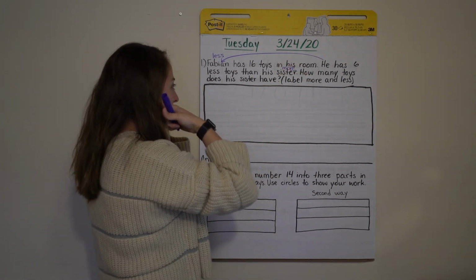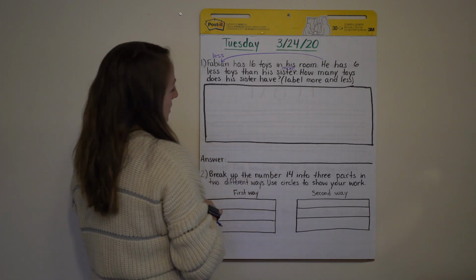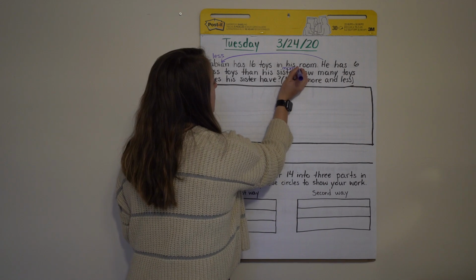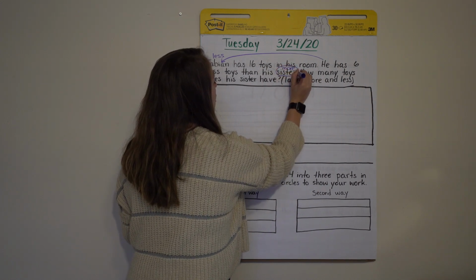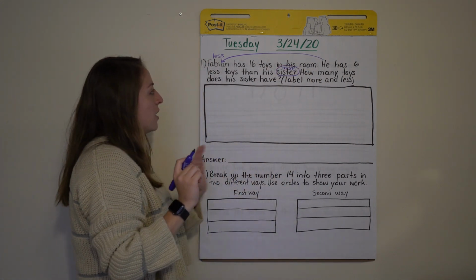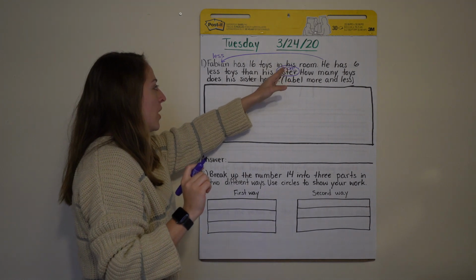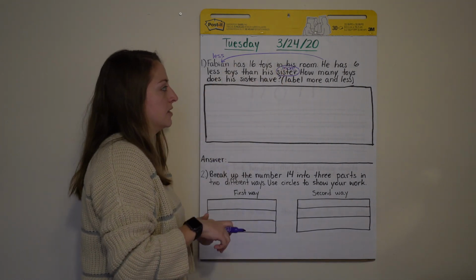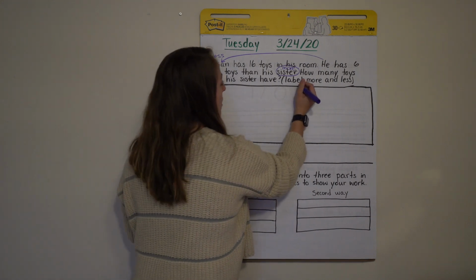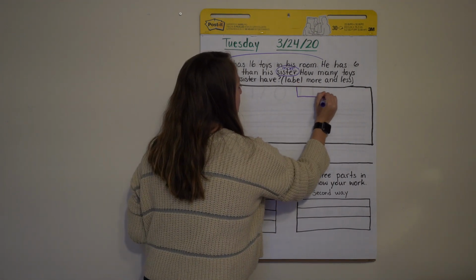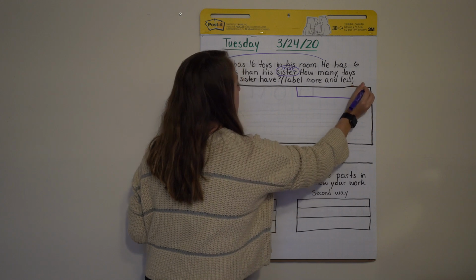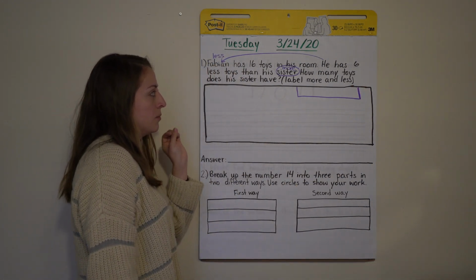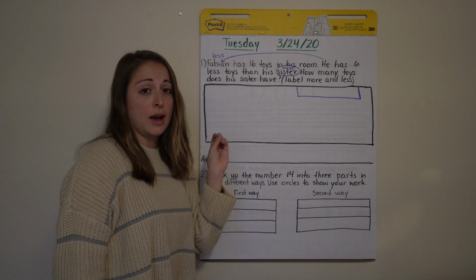Now I'm going to read the question. How many toys does his sister have? So we're looking to see how much his sister has. We're going to circle sister, and we're going to know that we have to add because it says more on top of his sister. Now that you know you're going to add, take a moment to write your number sentence using the numbers in the problem, knowing that you have to add.